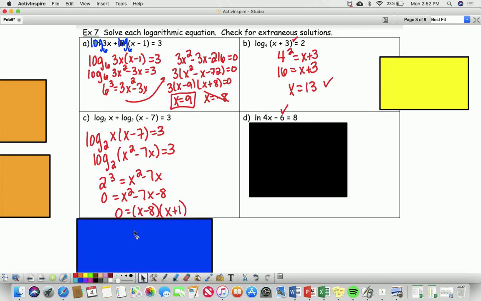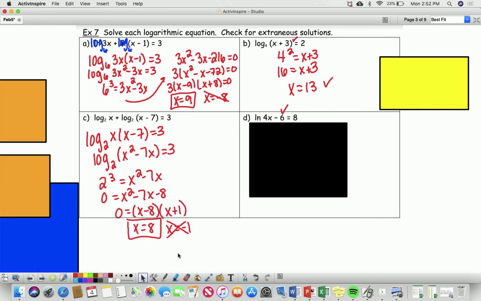And then I'm going to factor and solve. If I plug an 8 in here, cool, we're positive. If I plug a negative 1 in here, negative, no go, extraneous, my only answer is 8. Make sure you're checking.